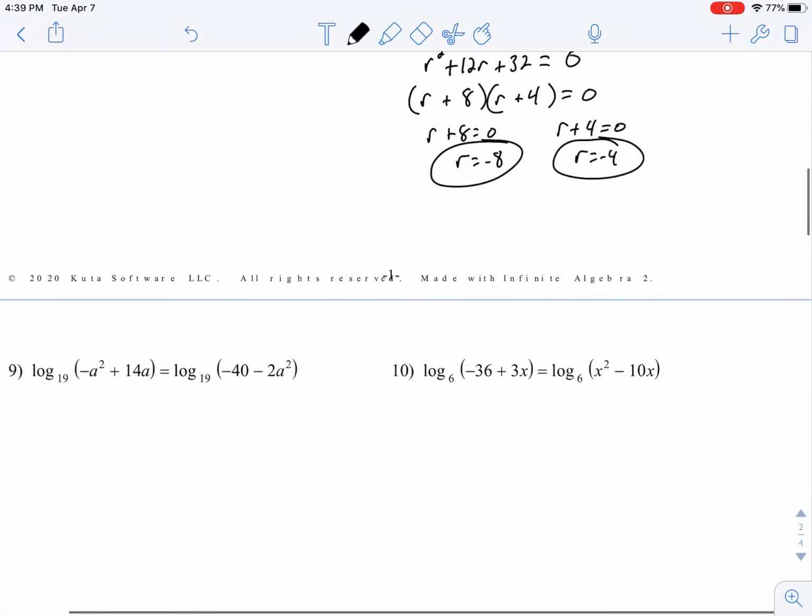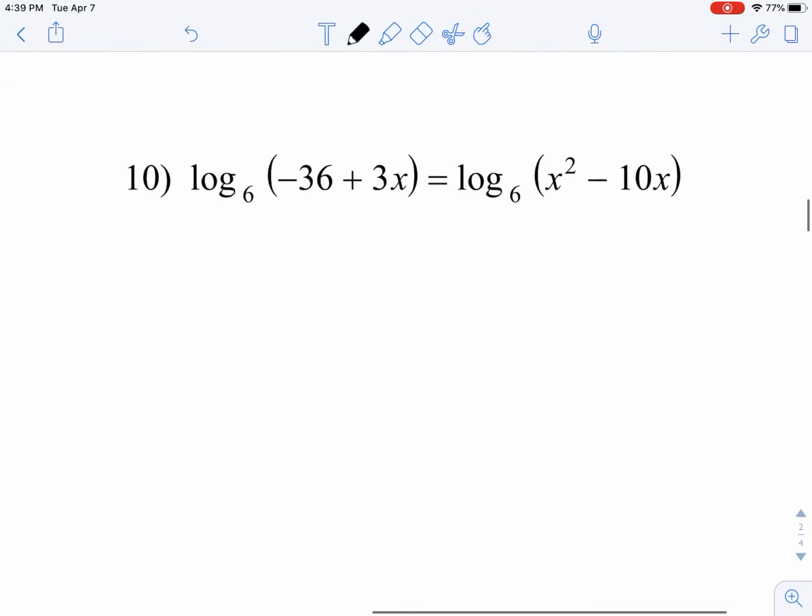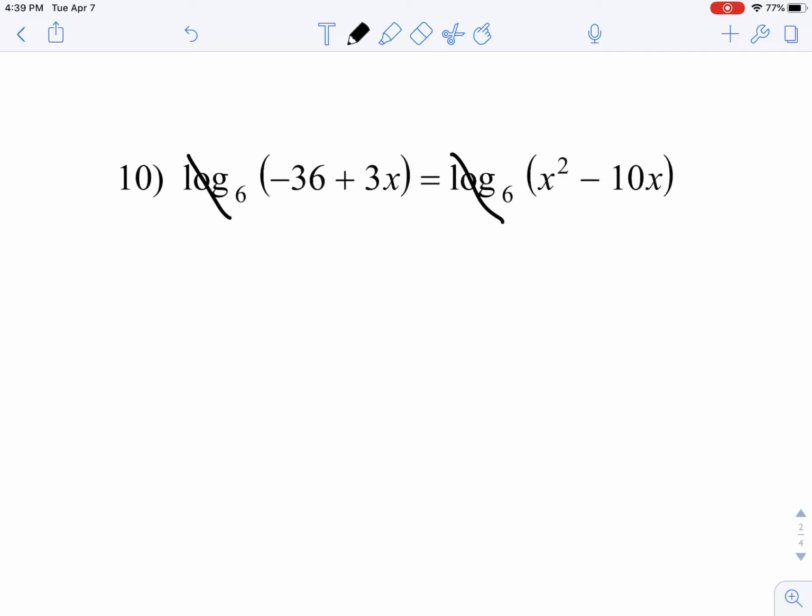Now, let's look at number 10. The logarithms cancel out. That's what we call the one-to-one property. They match up, they cancel out. So we get -36 plus 3x equals x squared minus 10x. One side has to be 0. Since the x squared is already on the right, I'm going to keep it there. I'll subtract 3x, and I'll go ahead and add 36.